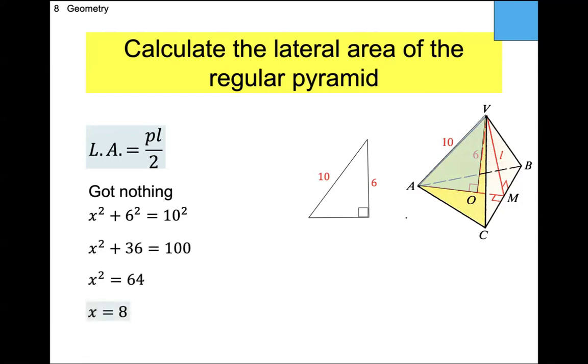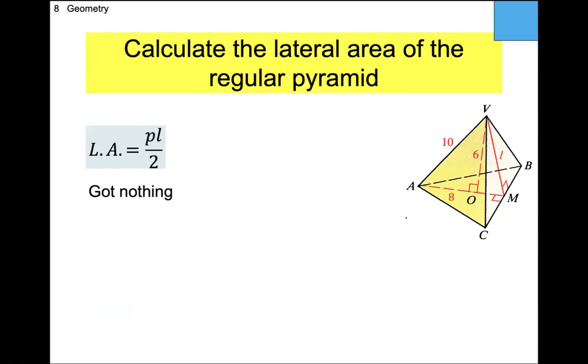Square root of 64 is 8. So that little tiny portion of AM is 8. So AO is the value 8. I still need the perimeter, and I still need L. Where am I going to get those from? Well, we've got to reach way back for this.